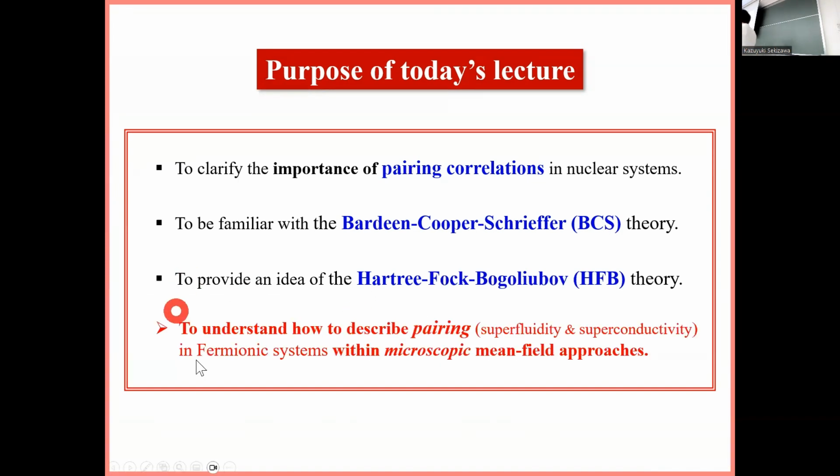Okay, so the main purpose is to understand how to describe the pairing, the superfluidity and superconductivity in fermionic systems, especially nuclei, within the microscopic mean-field approaches.